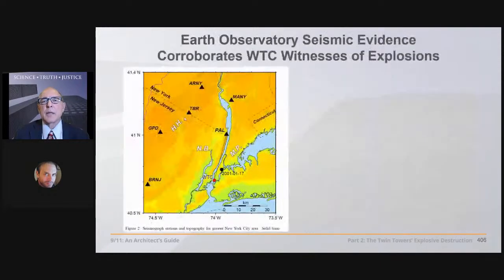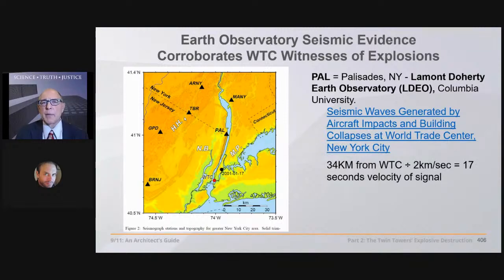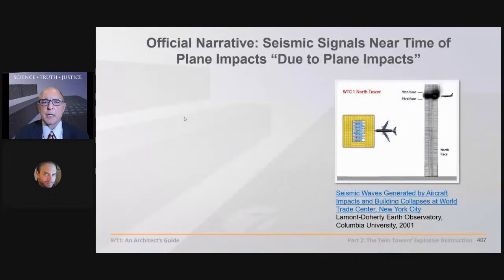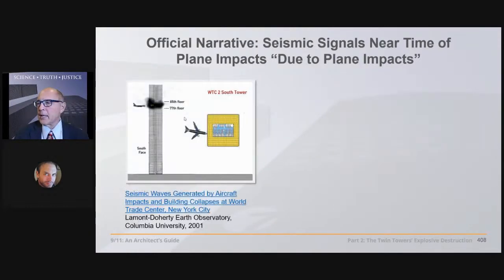But there's a witness that cannot be ignored, and that's the Lamont Doherty Earth Observatory, 20 miles north in Palisades, New York, which detected signals. And FEMA and NIST relied on these reports from Columbia University. There were signals at the time of the airplane impacts, or near the time of the airplane impacts. NIST says, well, these are due to the airplane impacts. That's a logical assumption, a reasonable hypothesis, but let's test it, as we need to do with reasonable hypotheses.